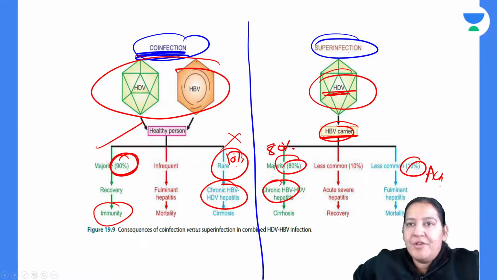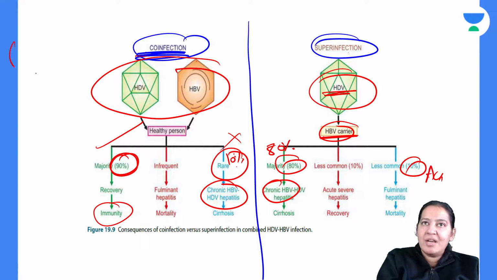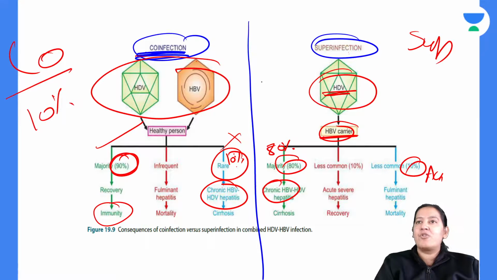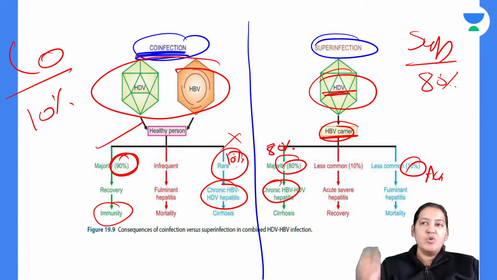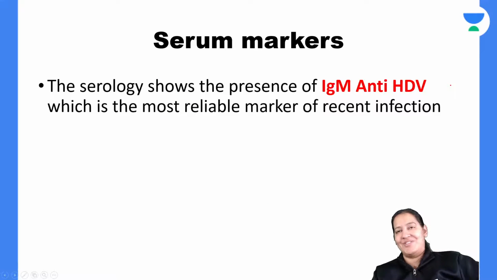Give me a thumbs up. So which is bad? Which is more dangerous, co-infection or super infection? Chronicity here is 10% and chronicity here is 80%. So of course, super infection is dangerous. So that is the point. Again, you should take it into consideration.